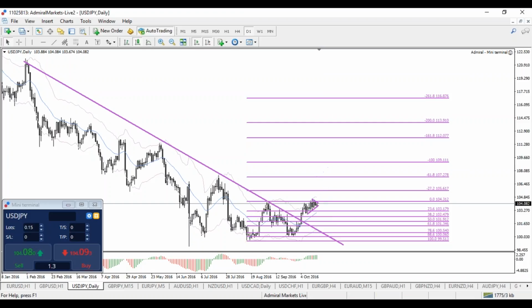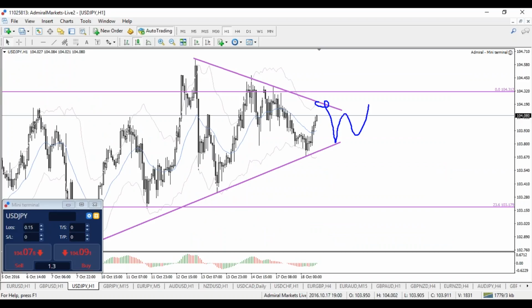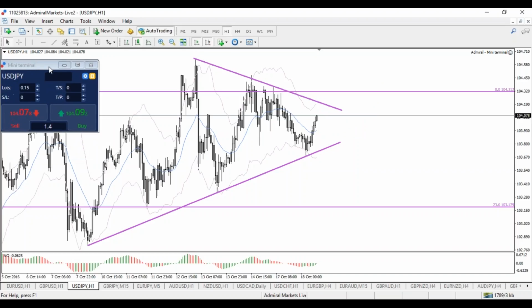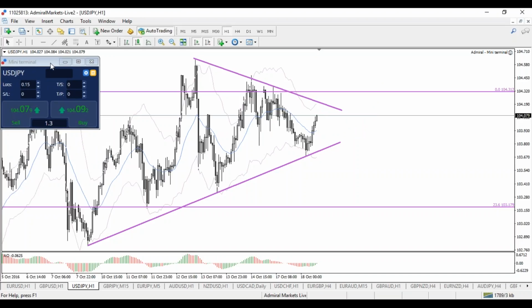And it might range further. It might hit like this, but eventually I think it will break to the upside. If it breaks below, my invalidation level is probably, let's see.